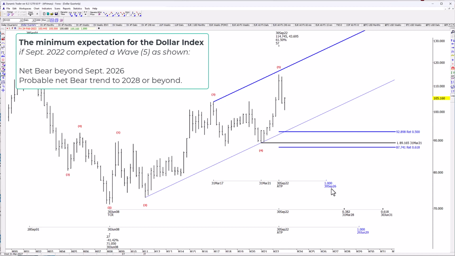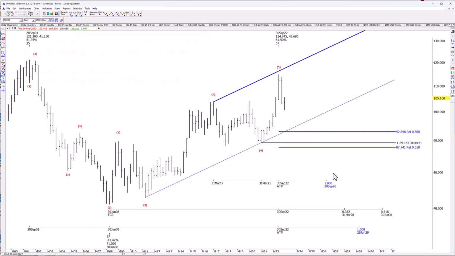So again, the minimum expectation, if indeed this is an end of wave 5 in the September high, would be for 3 years sideways to down for the dollar. The more probable would be at least a 38% time retracement, and that would take it into 2028. So that would be a 6-year or longer net bear trend for the dollar index. We have some other time factors, but this just shows you how significant this decline could be with a minimum of 3 years sideways to down.